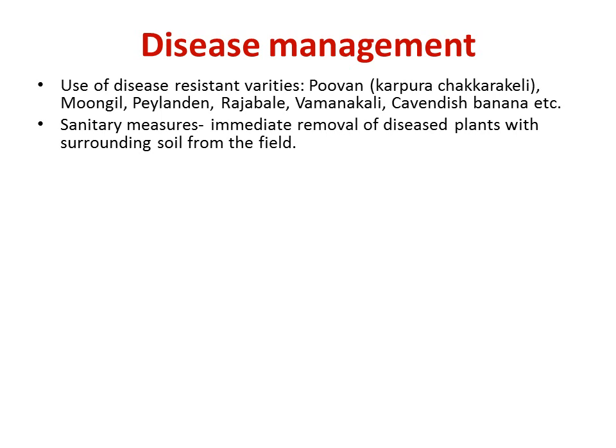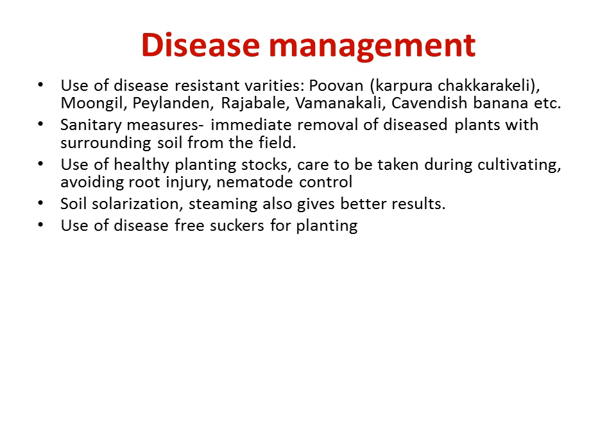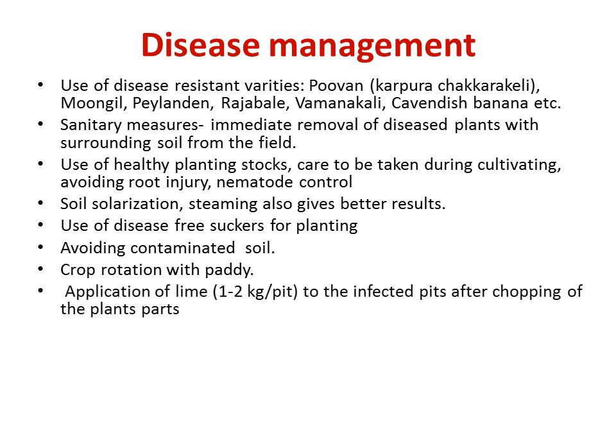Use proper sanitary measures, that is, removal of all the infected parts of the plant or the entire plant along with the sucker, and it has to be burnt into ashes. Also keep the plantation clean. Use healthy planting stock. Care to be taken during cultivation, avoiding root injury and controlling nematodes. Soil solarization and steaming also give better results. Use disease-free suckers for planting.